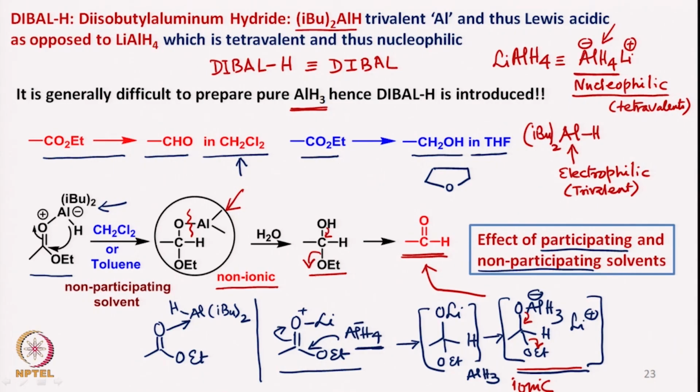So this is the major difference between the two of them, say in a reaction in dichloromethane or toluene, which are non-participating solvents for diisobutyl aluminum hydride. Of course, in the case of lithium aluminum hydride you use THF or diethyl ether as the solvent for the reaction, because lithium aluminum hydride reacts violently with water.